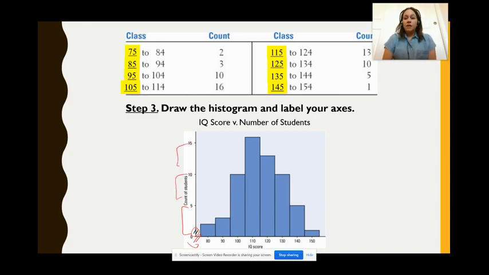The bars are touching because one class numerically goes right up against the next class. In this case, I labeled the center of each class, but a lot of people will prefer to label the start and the end of each class, and then they'll just draw the bar in between them. That is fine as well.